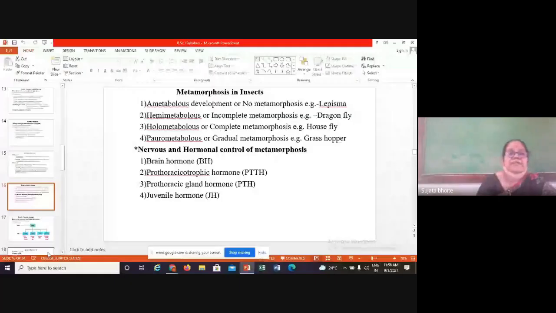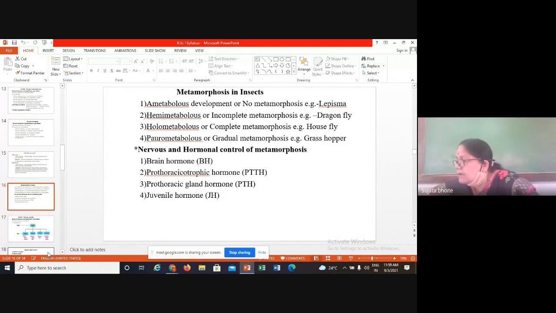The next point is the metamorphosis in insects. Metamorphosis of insects is divided into different types. The first type is ametabolous development or no metamorphosis, for example, Lepisma. Second, hemimetabolous or incomplete metamorphosis, for example, dragonfly. Holometabolous or complete metamorphosis, for example, housefly. Paurometabolous or gradual metamorphosis, for example, grasshopper.